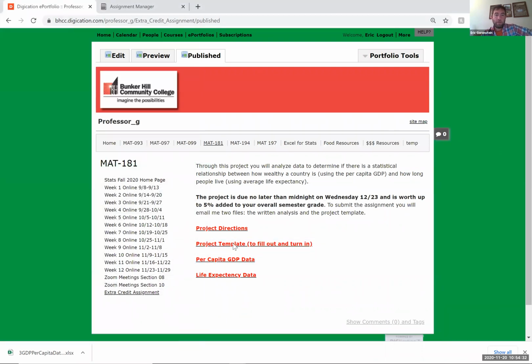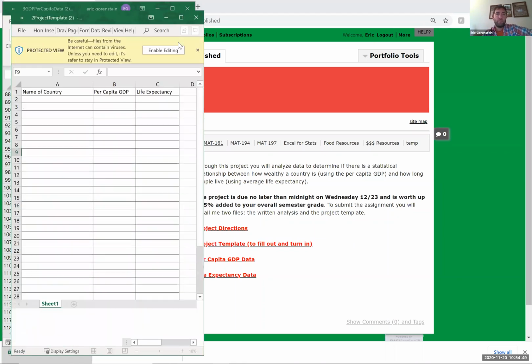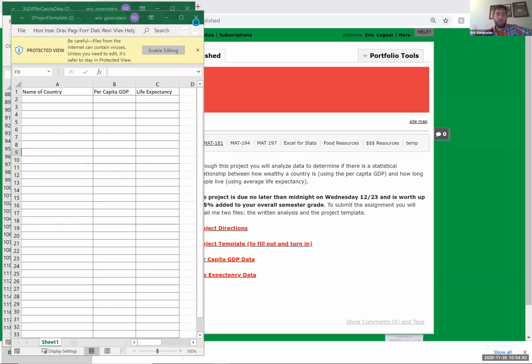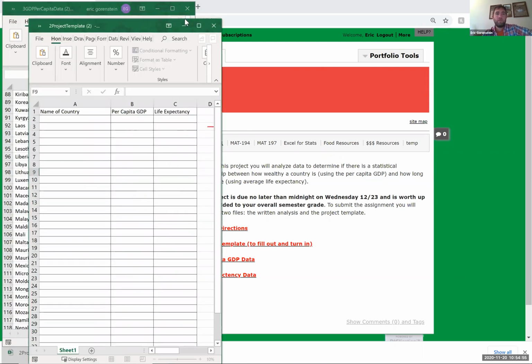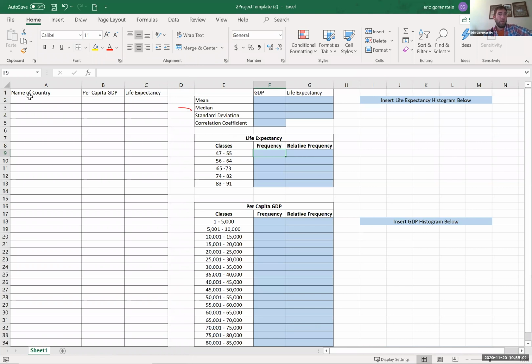Once you do that, just copy that data over to my template. So everyone's project should look the same, what you turn in to me. Okay, so once you've deleted everything, you would just cut and paste. You don't have to type anything manually. Just cut and paste the name of each country in column A. Copy those GDP numbers in column B. Copy those life expectancy numbers in column C.